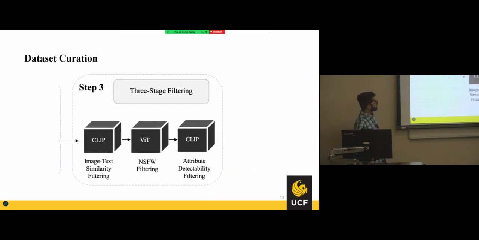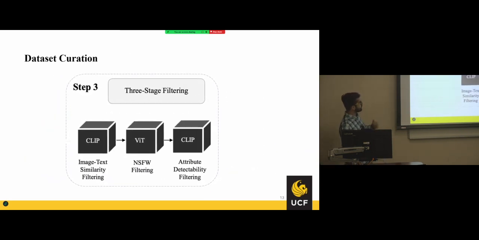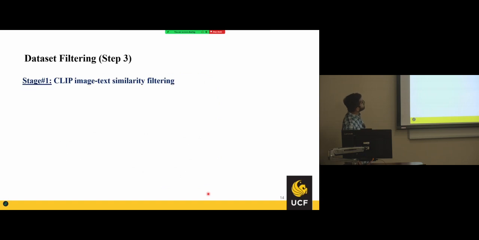The last step, which they call 3-stage filtering, has, of course, 3 stages. Stage 1 is composed of CLIP image-text similarity filtering. The key idea for this particular part, CLIP image-text filtering, is that you pass an image and a caption, and you compute the cosine similarity, or CLIP score, between them.